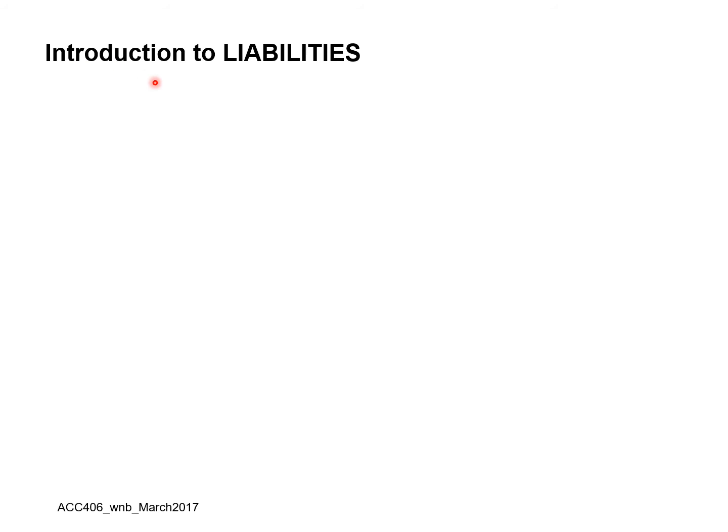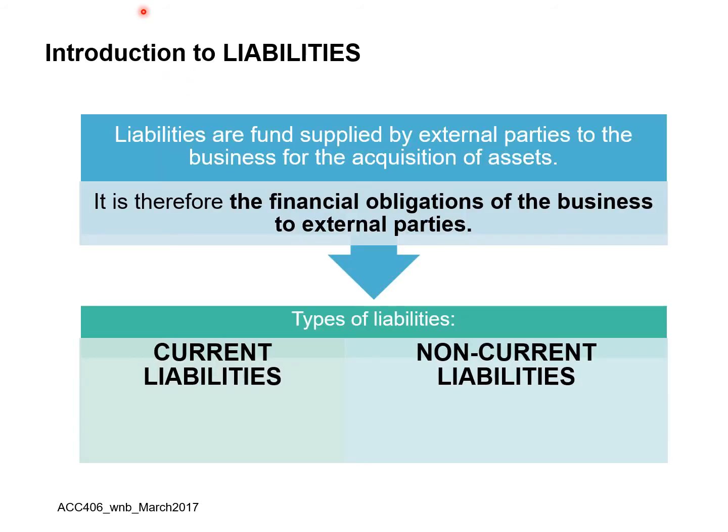Next, kita nak introduce you to the liability. So, liabilities adalah fund yang supplied by external parties to the business for the acquisition of assets. Okay, so dia adalah duit yang orang bagi dekat kita ataupun kita pinjam daripada orang untuk kita buat kita punya business ataupun kita nak acquire asset. It is therefore the financial obligation of the business to external parties. So sebenarnya dia adalah jadinya obligation, kewajipan untuk dibayar balik. Okay. So untuk liabilities we have two types, which is current and also the non-current liabilities.